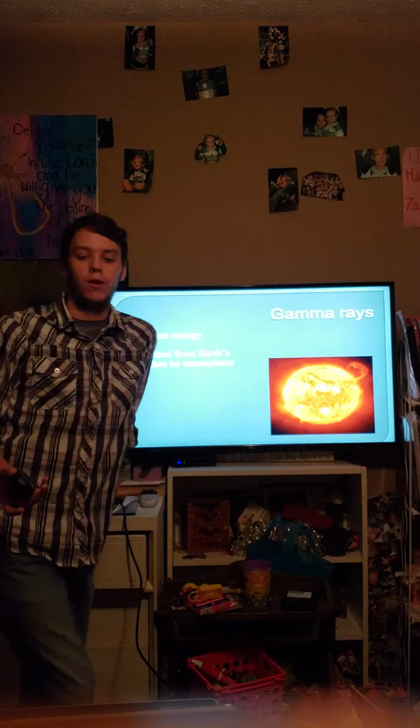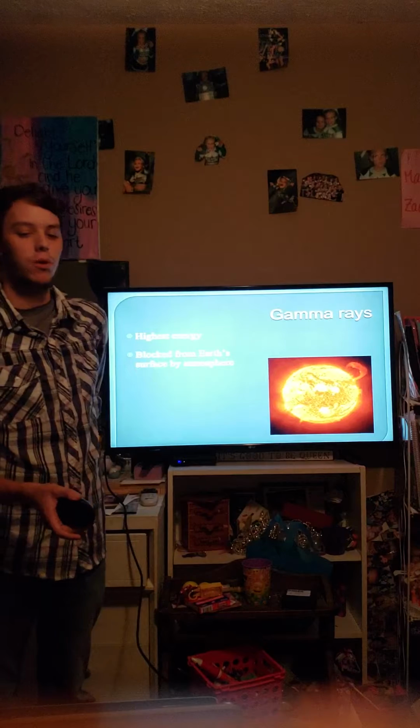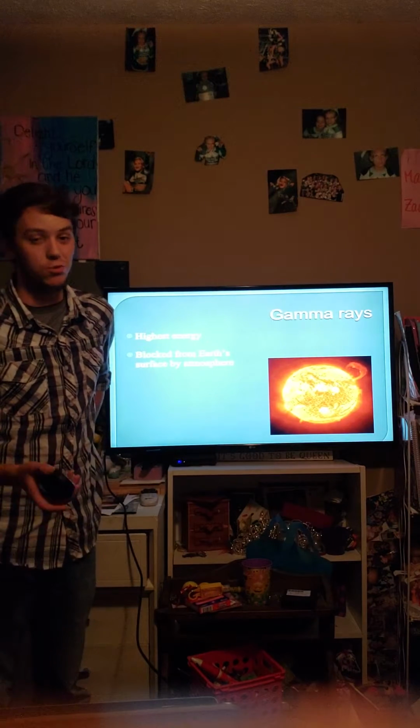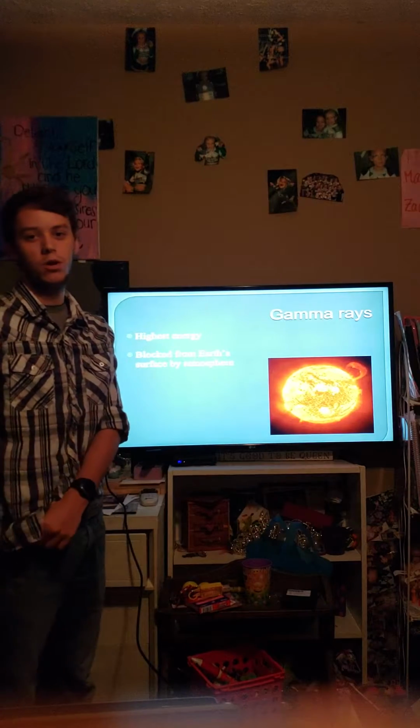Next, we go on to gamma rays. They're the highest energy, however, they're blocked from Earth's surface by the atmosphere, which is really good. Otherwise, none of us would be standing here today because we'd all be burnt up.